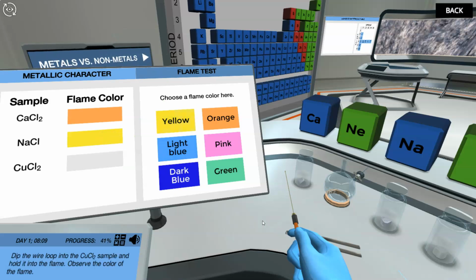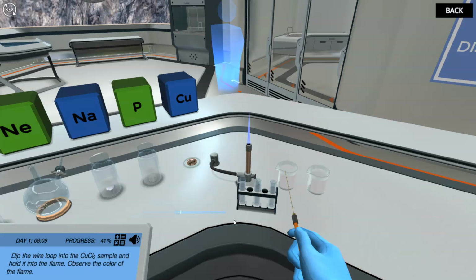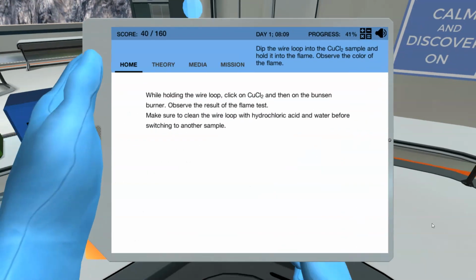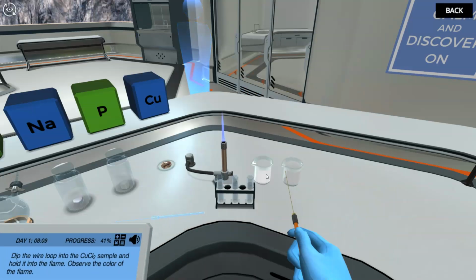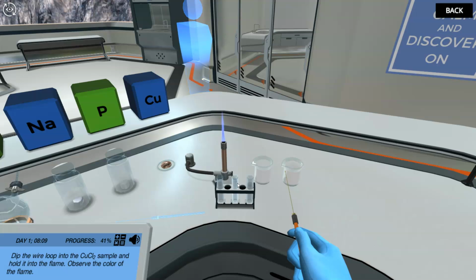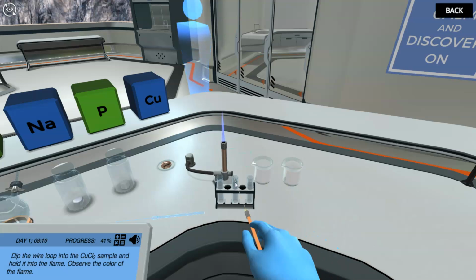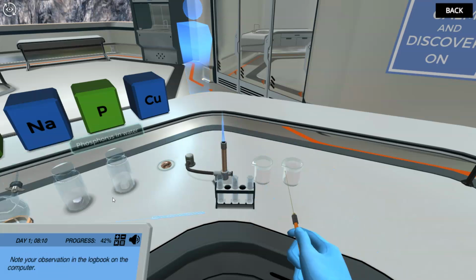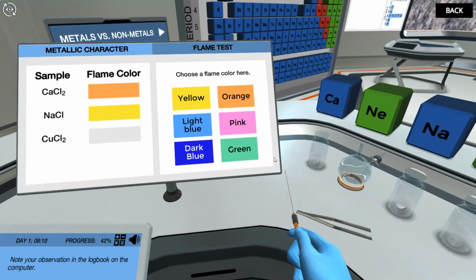Dip the wire loop into the copper chloride sample and hold it into the flame. Observe the color of the flame. Note your observation in the logbook on the computer.